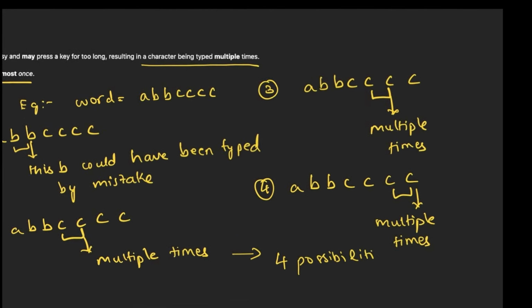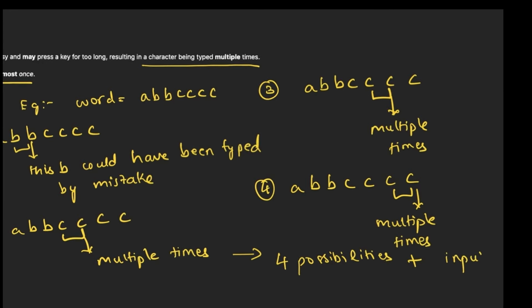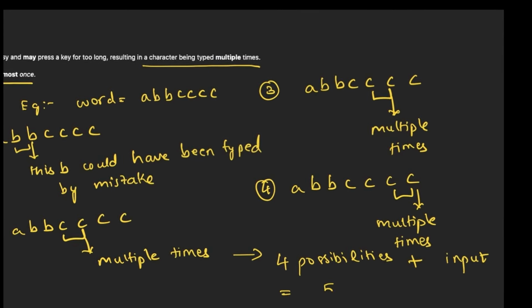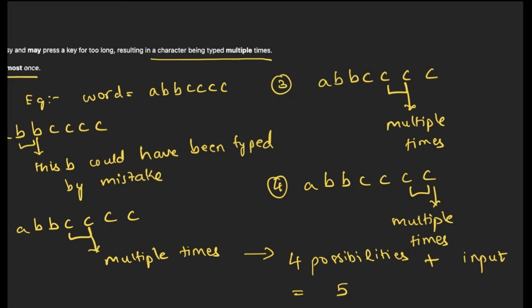On top of these 4 options, we cannot forget the original string where Alice typed everything right. So altogether, there are 5 possible original strings, 4 with 1 mistake and 1 without any errors.